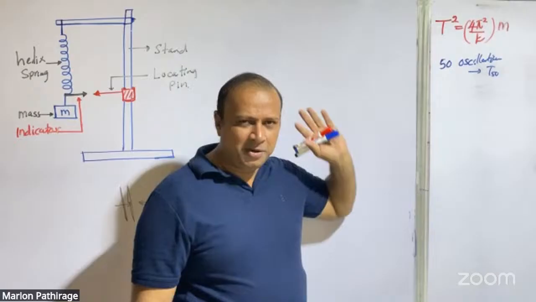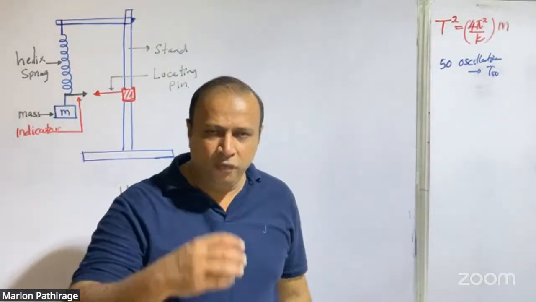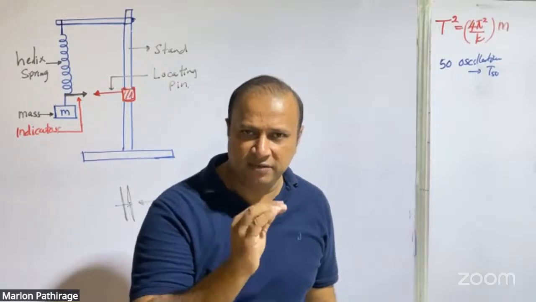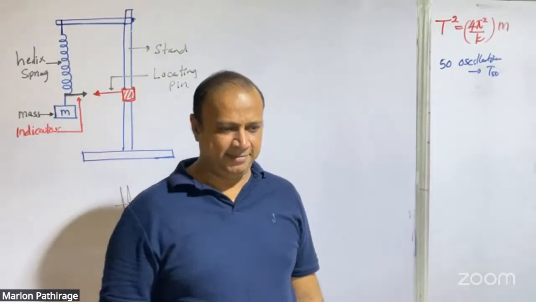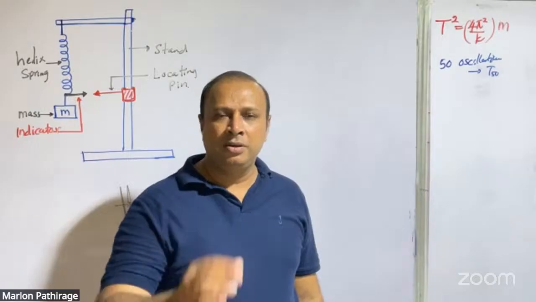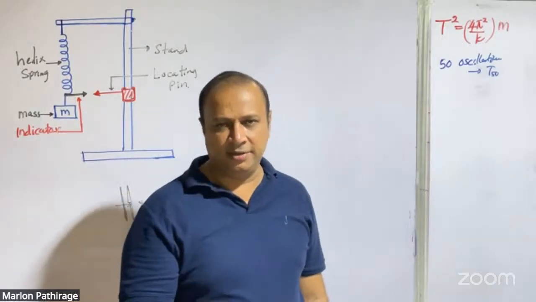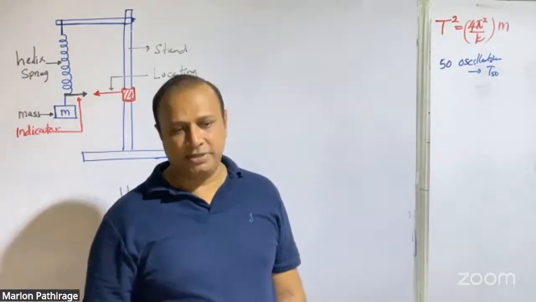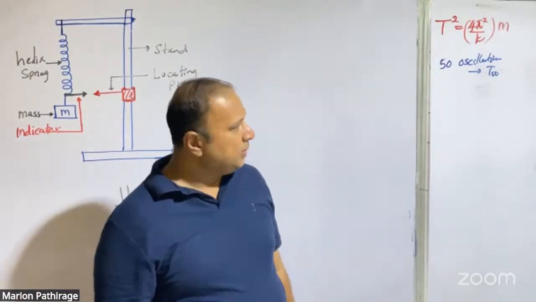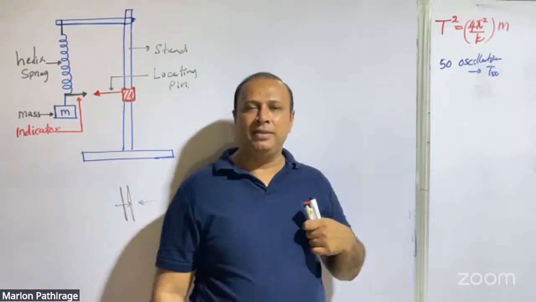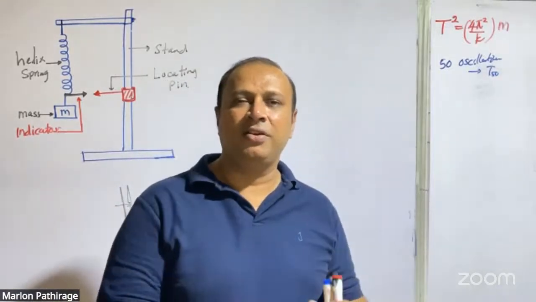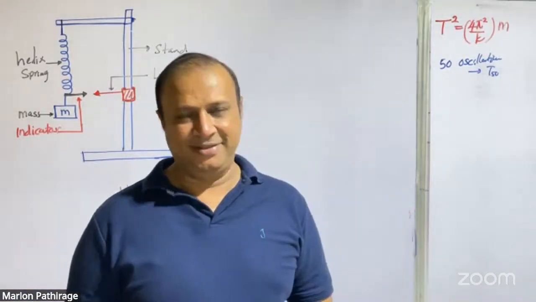So how to determine that number: we need to keep the fractional error less than 1%. We need to keep the fractional error less than 1%, so that we can calculate the number of oscillations required to do that.